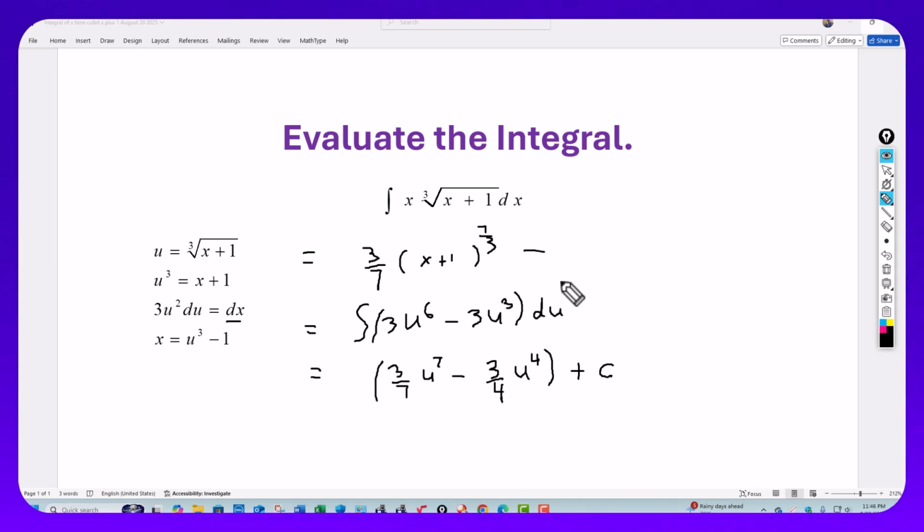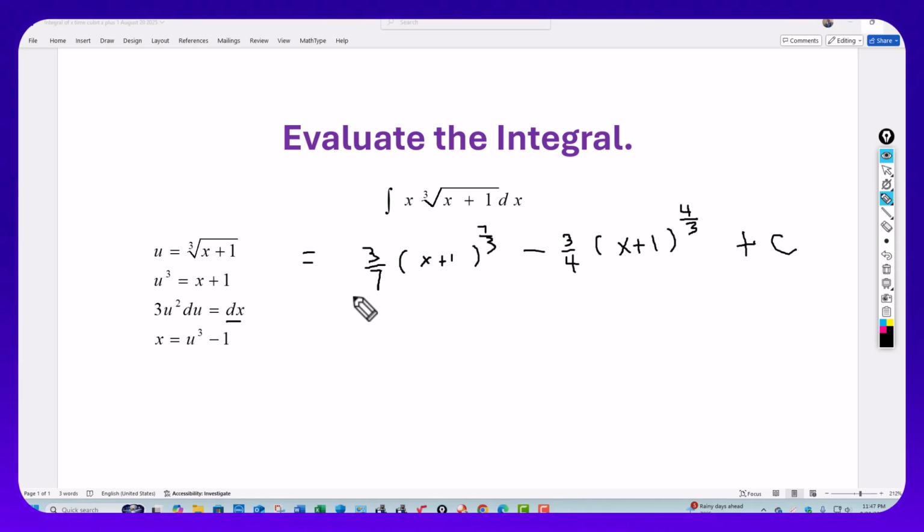Now we have the 3 4ths here. I have u to the 4th. But u is x plus 1 to the 1/3 power. That's the same thing as a cube root. Take that to the 4th power here. So it's x plus 1 to the 1/3 power, but you're taking that to the 4th, so this will be 4/3 power here. And we have the constant of integration.